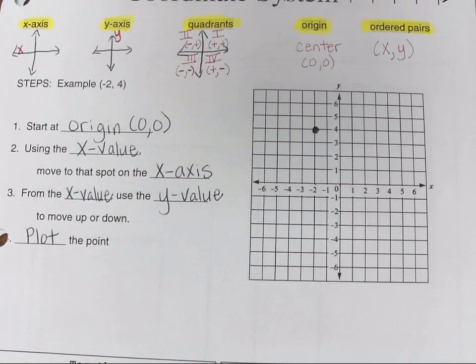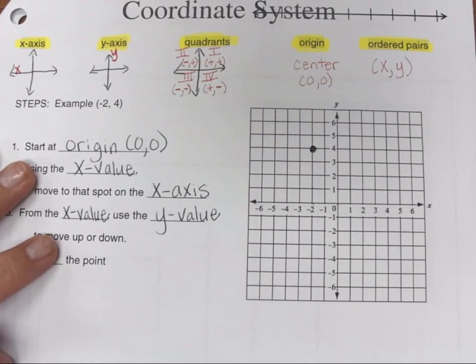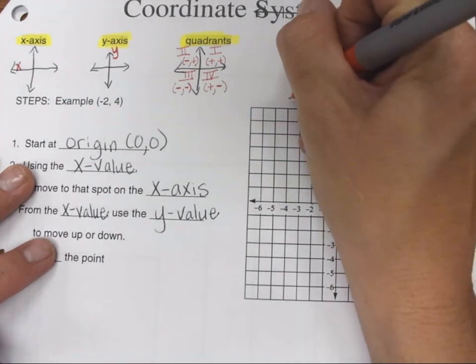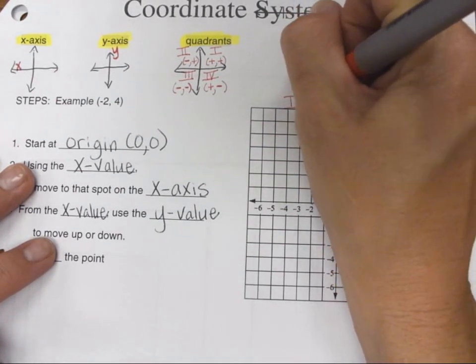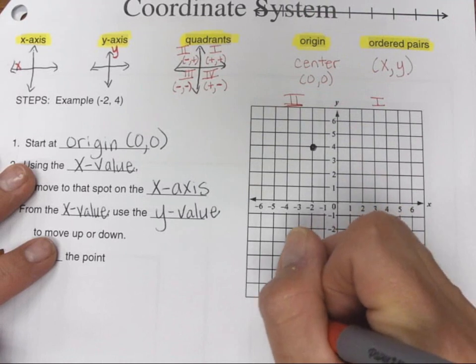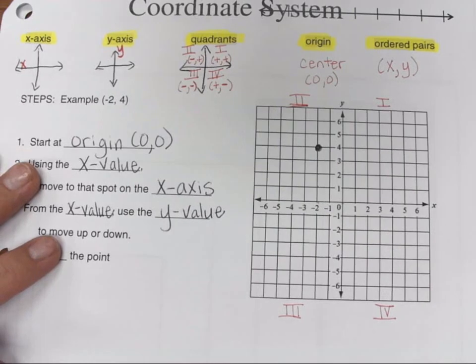So we've got to know which quadrant they're in. Let's go ahead and label our quadrants up here as well. This is quadrant 1 again. This is quadrant 2. Once again, we always use Roman numerals for these. This is quadrant number 3. And this is quadrant number 4.